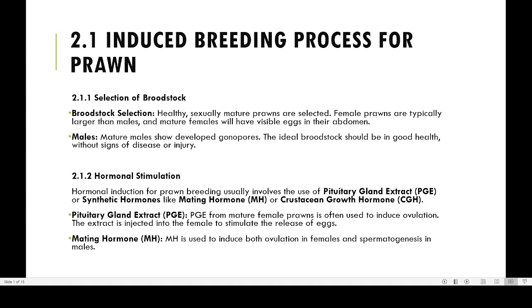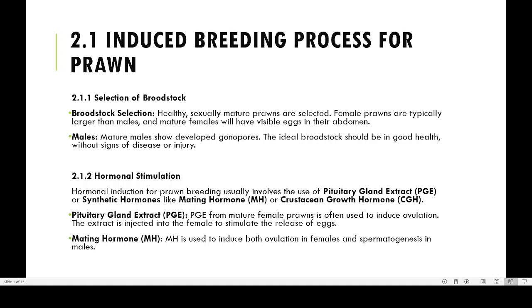Then second is hormonal stimulation. Coming to the hormonal stimulation of breeding prawns, one is pituitary gland extract, or you can use synthetic hormones like mating hormone or crustacean growth hormone. These are the different types of hormones which are used, either naturally collected hormone or artificially produced one. Pituitary gland extract will be obtained from mature female prawns, and is often used to induce ovulation because the cost of collection is less. And this extract is injected to female to release the eggs.